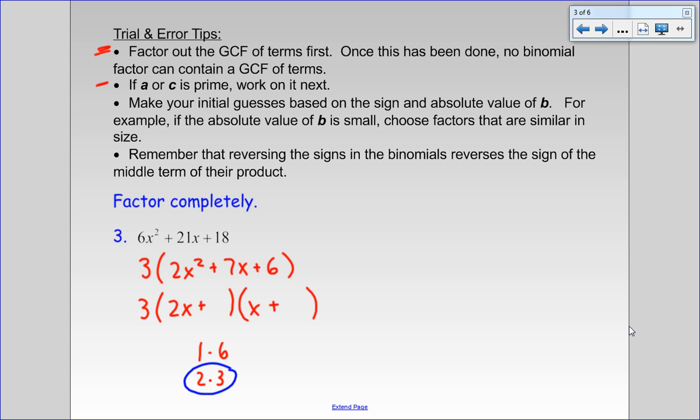So instead, let's put a 3 in the first binomial and a 2 in the second one. And let's check our outside product, which is 4x, and our inside product, which is 3x. The sum of those is 7x, which is what we were looking for. So we found the correct factorization of our trinomial. Remember to include the GCF of 3 along with both binomials in the answer.